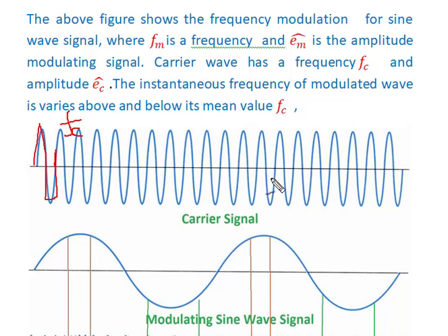The number of waves per second in the carrier wave is higher than the number of waves per second in the modulating signal. The amplitude Ec cap is the maximum amplitude, and this is the minimum amplitude. So this area is called Ec cap, the amplitude of the carrier signal.